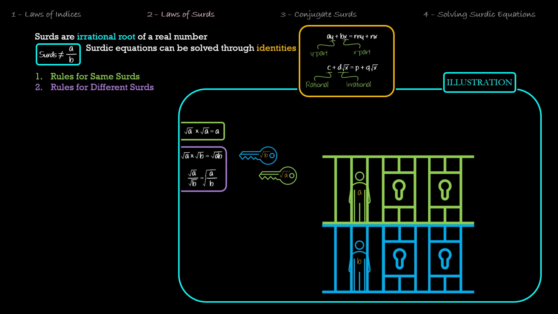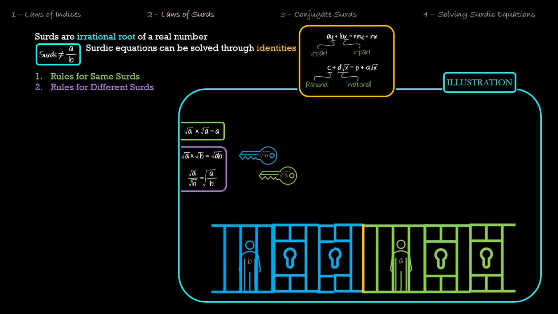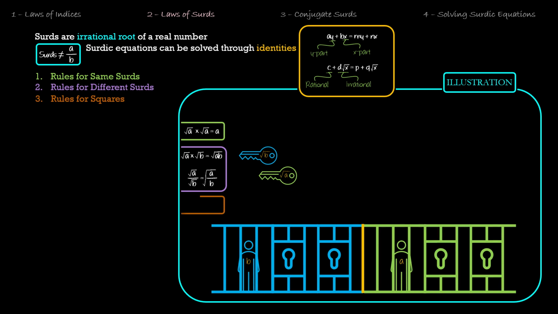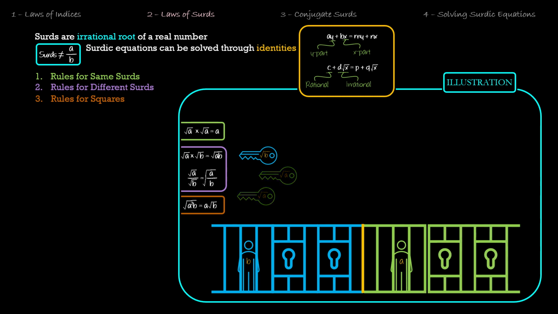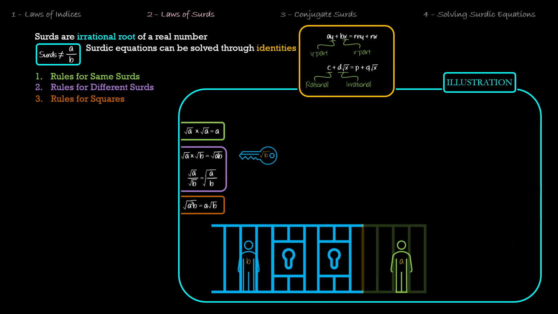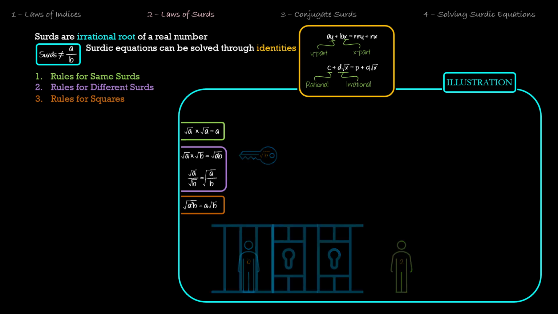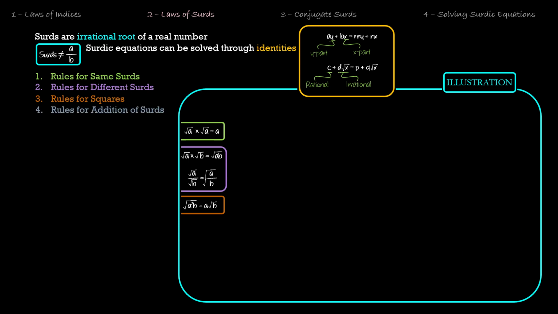For the next part, we see that we have two sets of square root of A and one square root of B. This means that the number A can be freed, while the number B will still remain trapped inside the prison house. The last law is the addition and subtraction law.